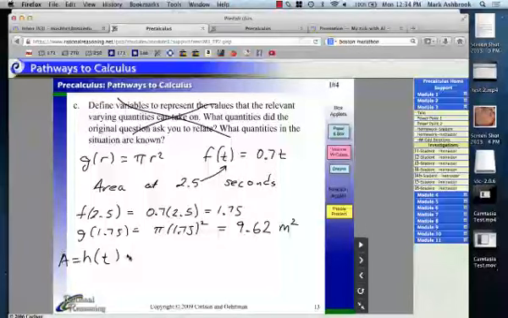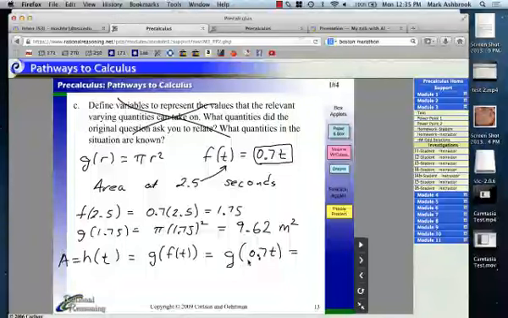So here's how we do that. First of all, we said that is it G of F or F of G? G of F. So watch. What does F of T equal? It equals that rule, right? So we can just write G of 0.7 T first. So now we have a new input into G. The input into G is 0.7 T. What does the function G tell us to do with the input? First do what to the input? Square it. And then multiply by pi.